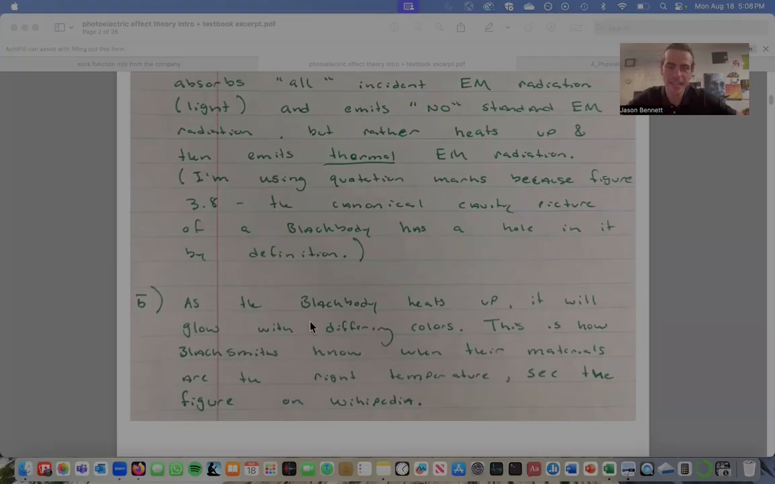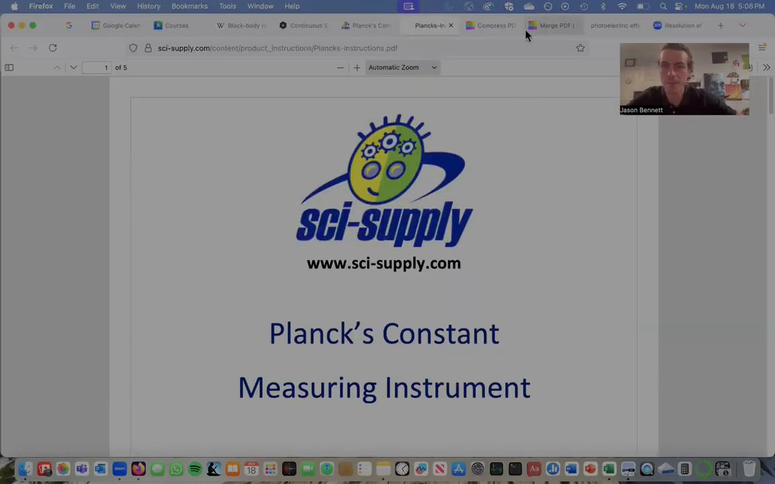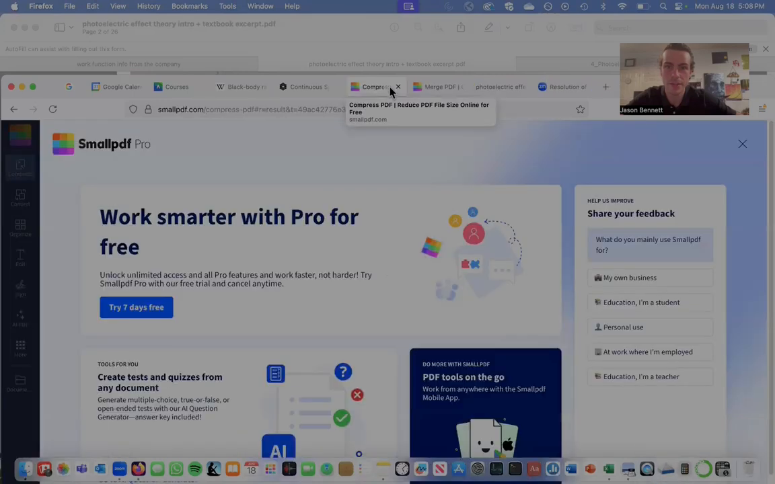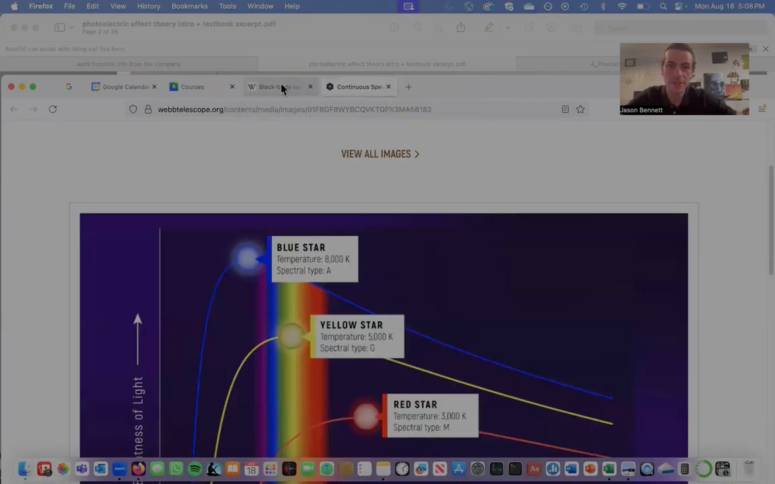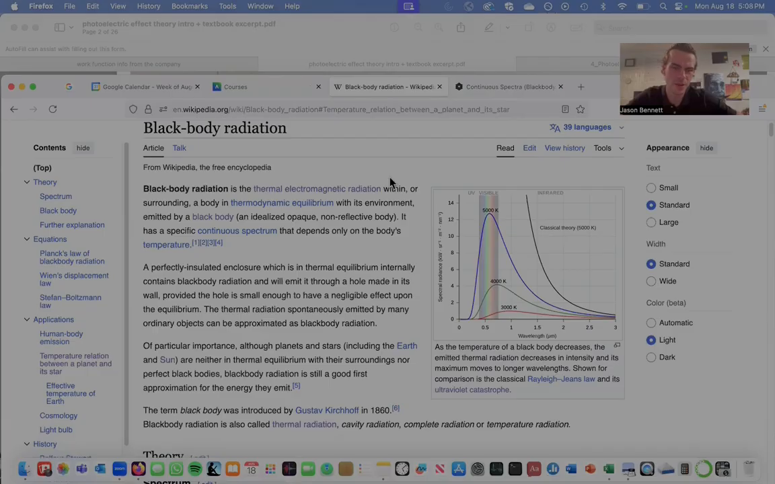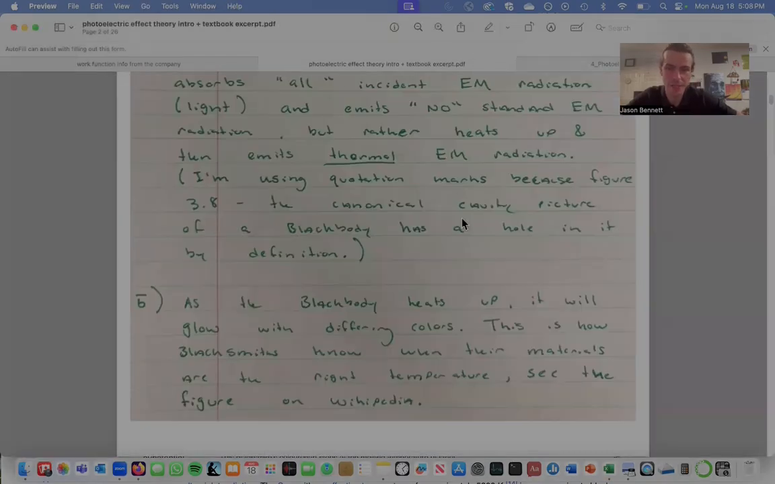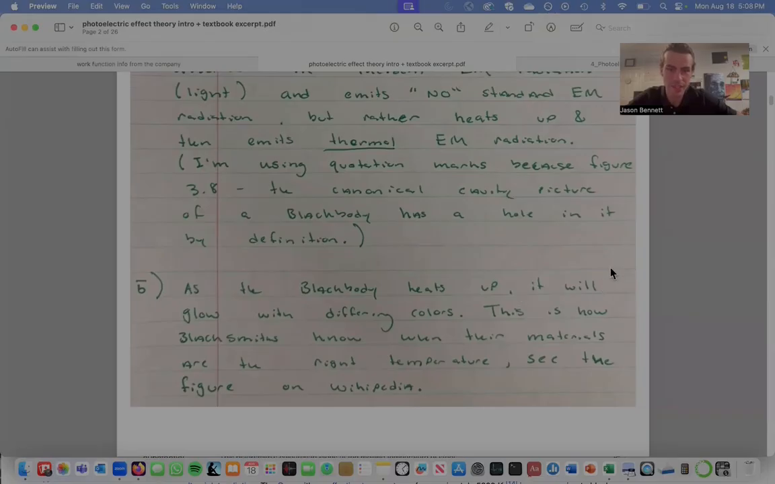So the idea here is that as the black body heats up, it will glow with different colors. So this is effectively how blacksmiths, in old times, but there are still blacksmiths around today, determine whether their material is ready or not, based on the color of the glow, just based on anecdotal evidence of their apprenticeship and things like that. When the glow is the right hue, they know it's the right temperature.